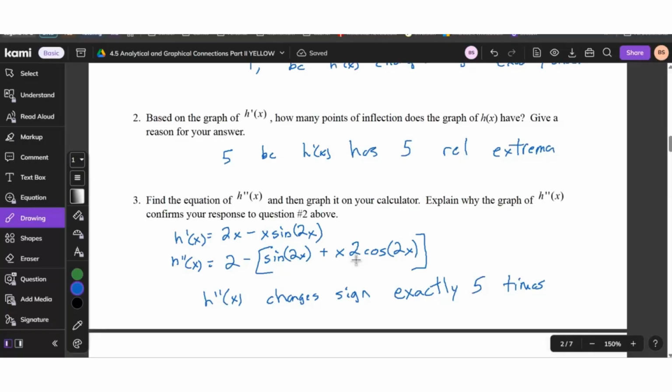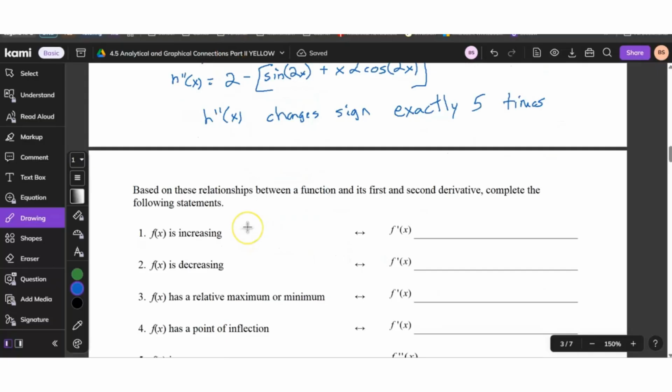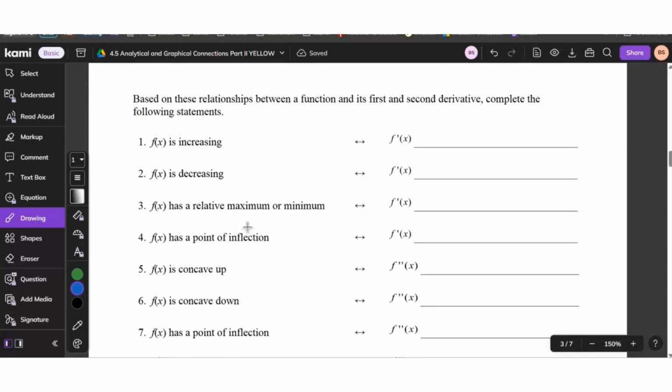The limit of the derivatives are equal. So I find the derivative of these and then I find the limits. Exactly. All right, let's see if we can figure these things out then. Ready? We're just going to fill out a bunch of reasoning for us. So, based on the relationships between a function, its first and second derivative, complete the following statements.